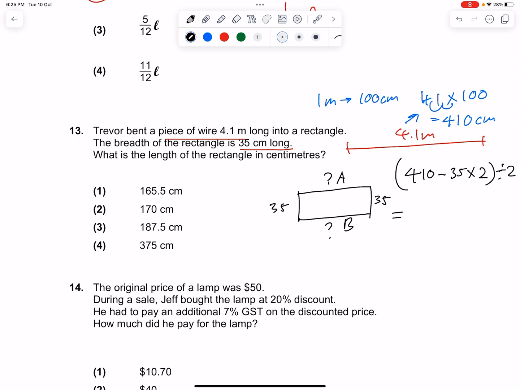Okay, so one more rule, whatever is in the bracket you have to do first. But within that bracket, the rule that multiplication has a higher priority than subtraction still counts. So I will continue to do 35 times 2 first. So 410 minus away 70, close bracket, divided by 2.